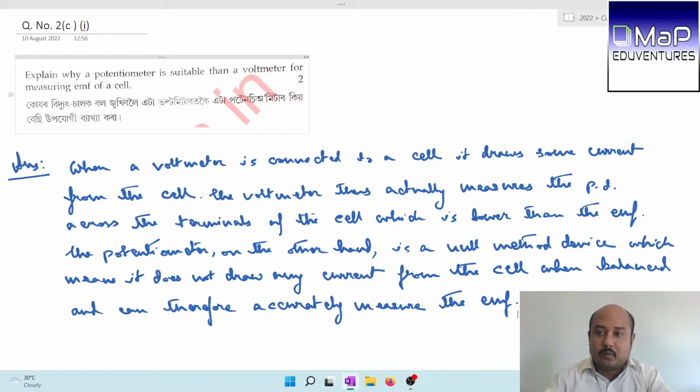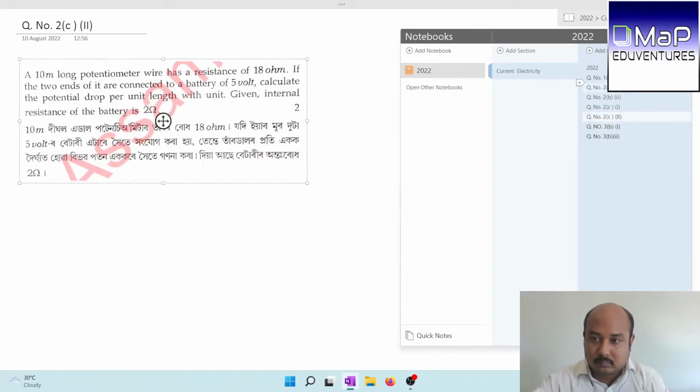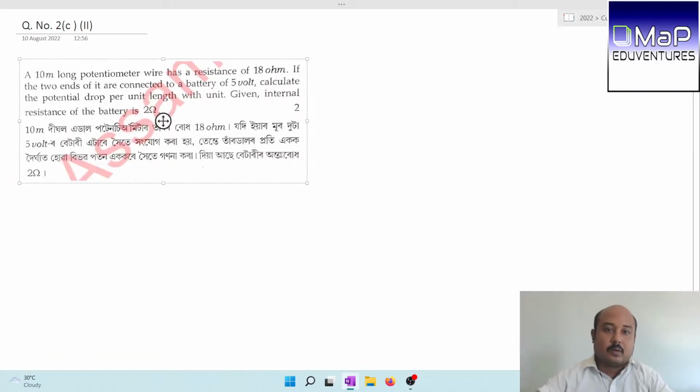Now we move to question number 2c2. Okay, so question number 2c2 is a numerical. We are given a 10 meter long potentiometer wire having a resistance of 18 ohm. If the two ends of it are connected to a battery of 5 volt, calculate the potential drop per unit length. Given that the internal resistance of the battery is 2 ohm.